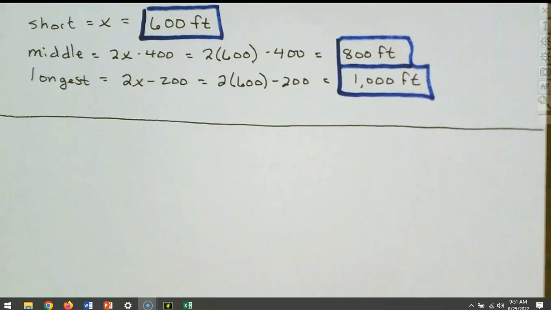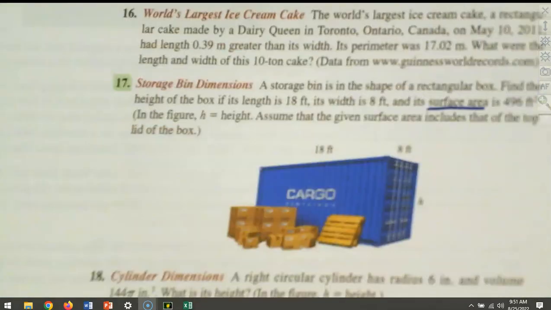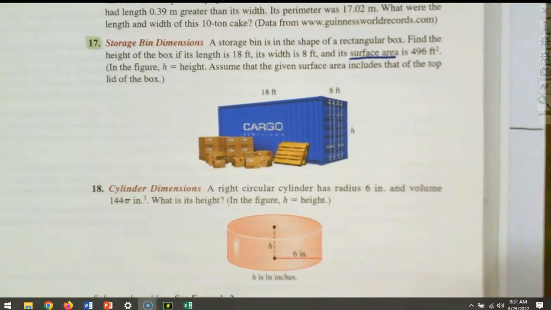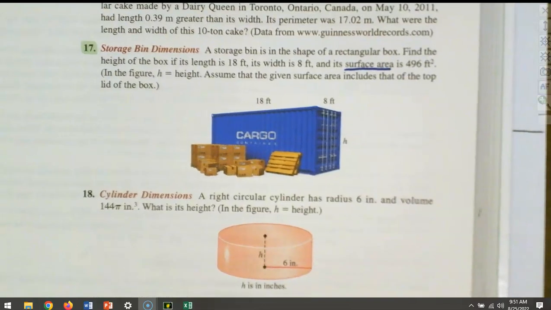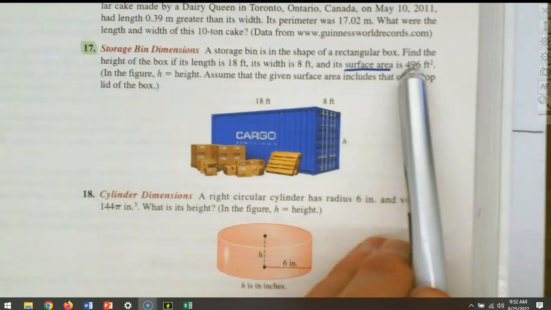Let's look now at question 17. Anyone have any questions so far? Okay. We're going to look now at question 17. So question 17, we're looking at a storage container. And it says a storage bin is in the shape of a rectangular box. Find the height of the box. If its length is 18 feet, its width is 5 feet, and its surface area is 496 square feet.